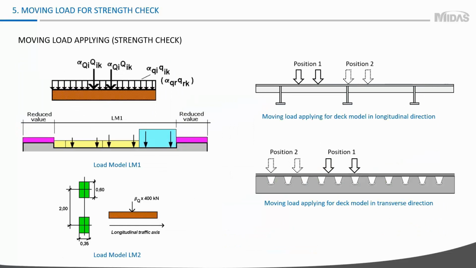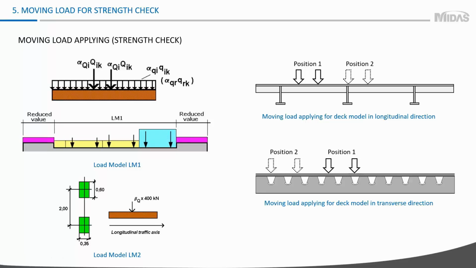Now, applying moving loads. This is one of the most important parts of orthotropic analysis. Here you need to consider all the necessary load cases that allow you to investigate the adverse member and joint loads in the deck. Moving load cases must be considered separately for the strength check and fatigue check. For the strength check, based on the Eurocode, you may consider two types of load models: load model 1 and load model 2.